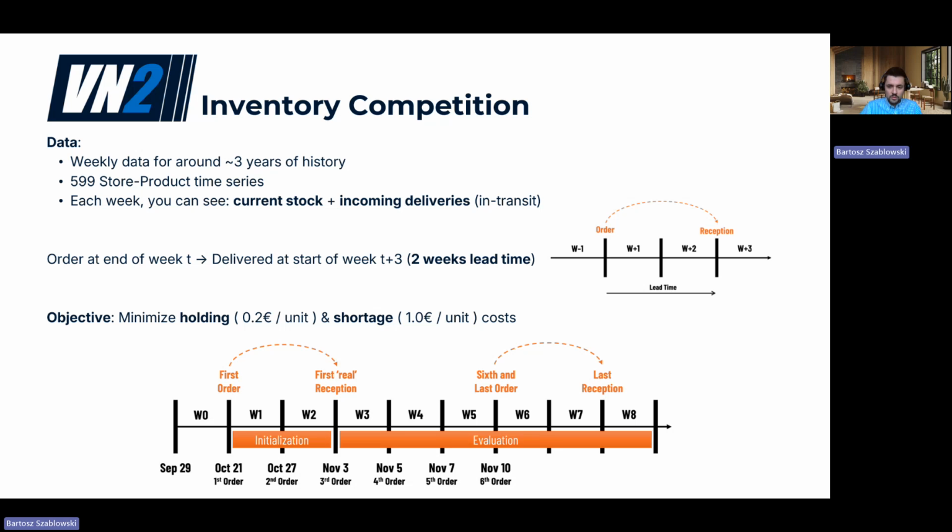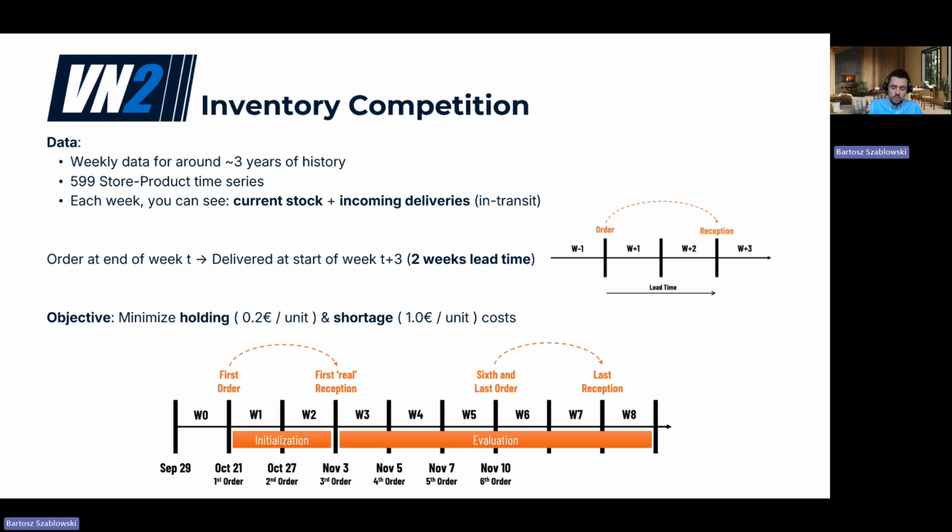In the competition, we have around 3 years of history of weekly data, almost 600 time series at the store product level, including historical sales and information about product availability. In addition, during the competition, each week we know how much inventory is currently in each store, as well as the deliveries that are already scheduled for the next 2 weeks. The key point is that we make the order today, but the goods arrive only 2 weeks later, which means that they will affect the sales starting from week T+3.